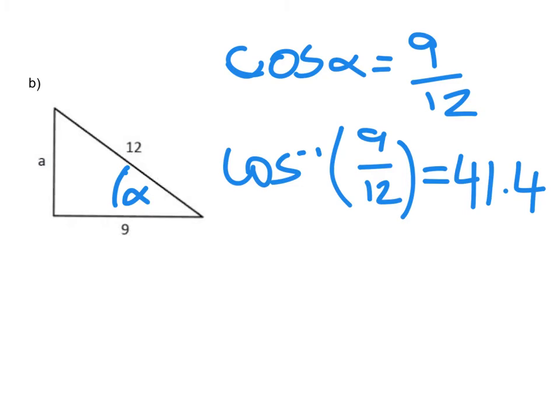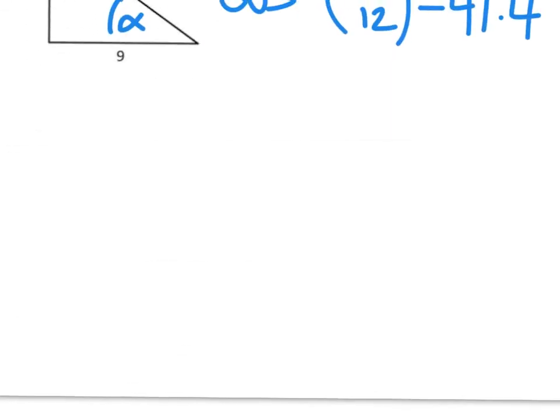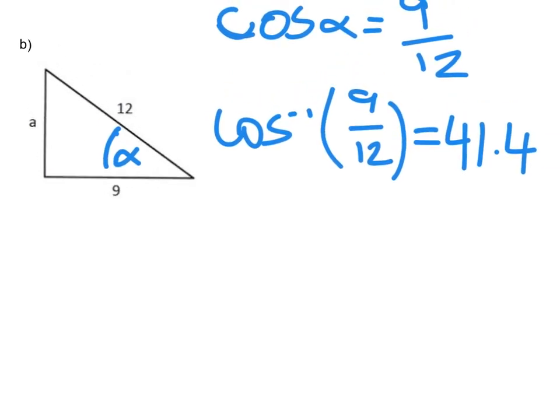All right? And if that's 41.4, well, the other one is going to be complementary to it, so it's going to be about 48.6 degrees is the other angle, okay? Because we know they have to add up to 90. And then we're going to move on to the last slide now.